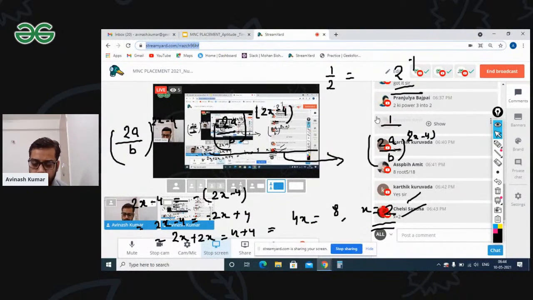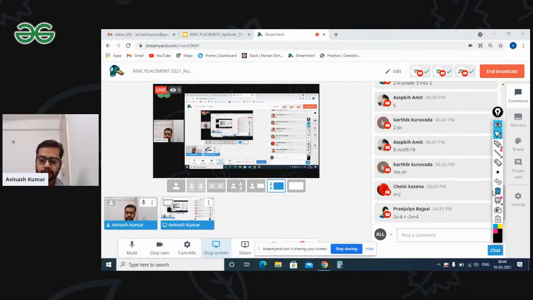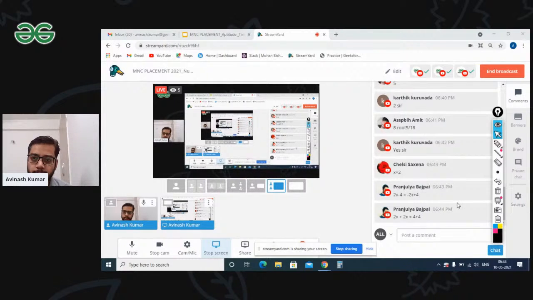x is equal to 2. Yeah, Chal says x is equal to 2. Correct. Yeah, Pranjali is correct, minus 2x plus 4. So this will give you, yeah, correct. So it's x is equal to 2. Amit, no, it's not correct. Okay, Karthik, answer correct. Yeah, Pranjali, it's correct. 4x is equal to 8, x will be equal to, then here x is equal to 2.